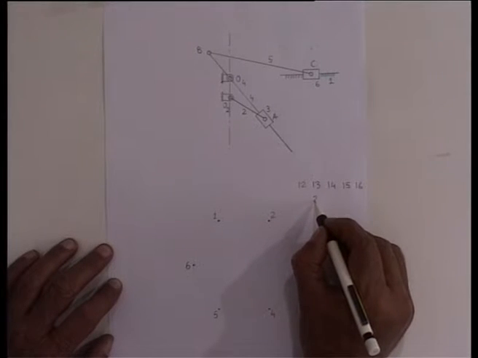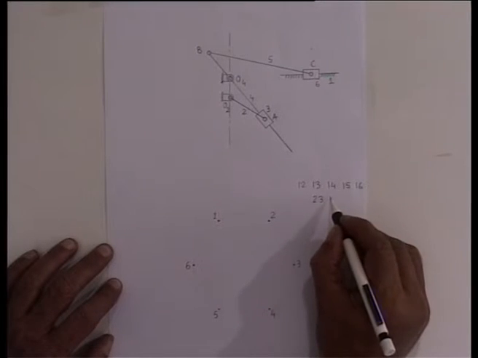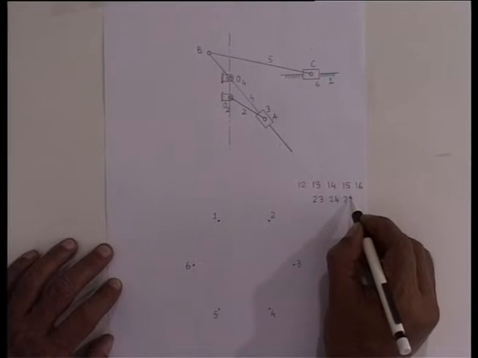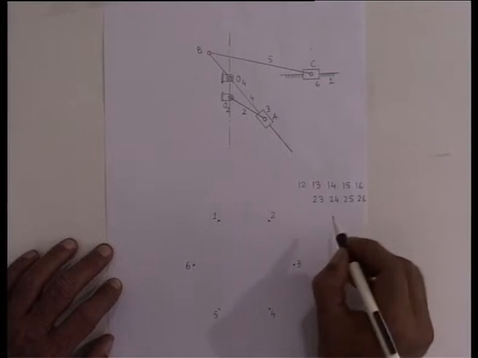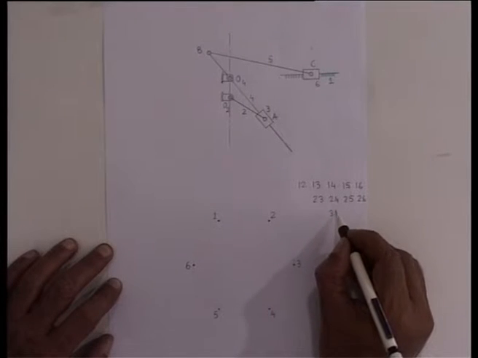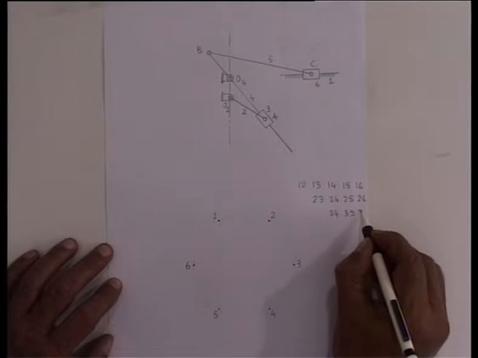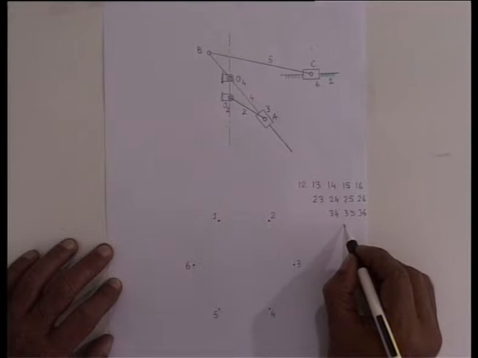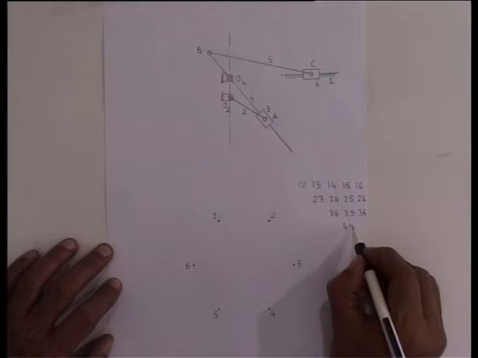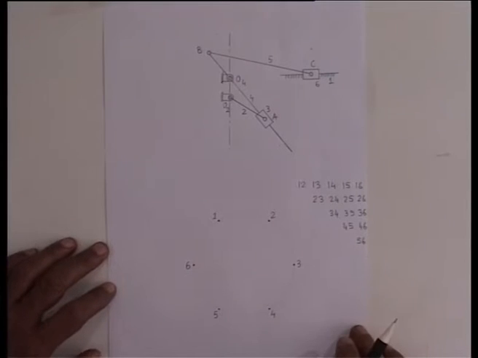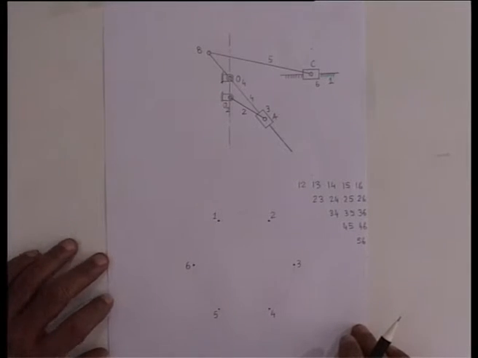Then 2 3, 2 4, 2 5, 2 6, 3 4, 3 5, 3 6, 4 5, 4 6 and 5 6. So, this is the complete list of all the 15 relative instantaneous centers.